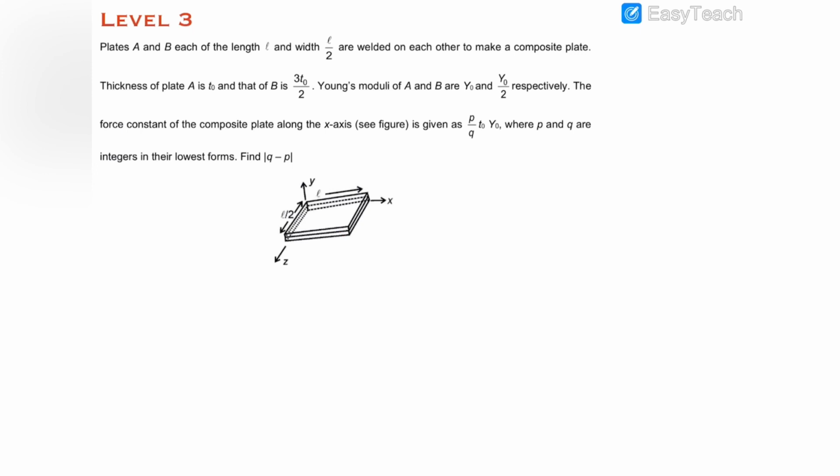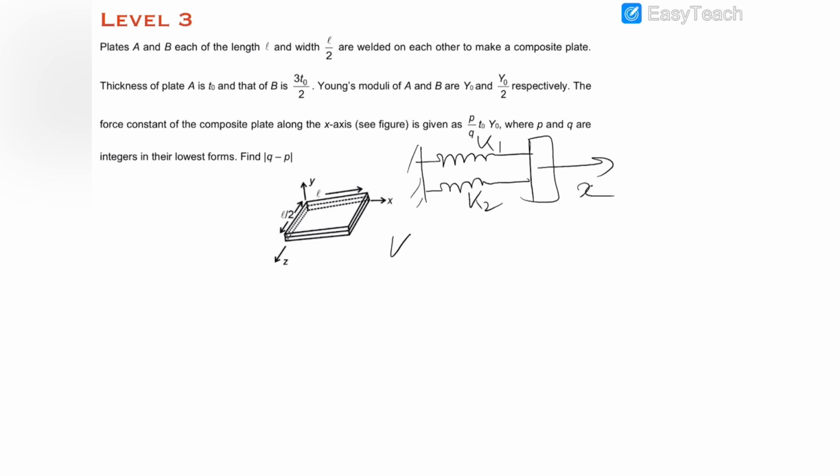The Young's modulus of both of them is different. This is gamma naught and this is gamma naught by 2. And we have to find out the force constant of the composite slab. If we stretch this slab along the x-axis, then what would be the force constant K? So first of all, if we use the spring analogy, then there are two springs. This is spring 1 and this is spring 2. They are connected in parallel and this system is being pulled along the x-axis.